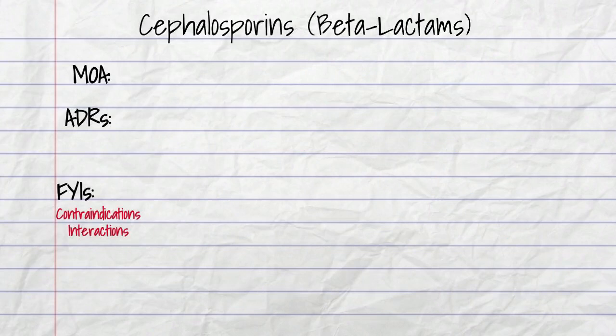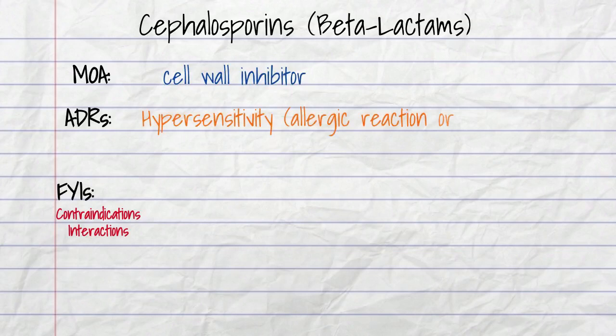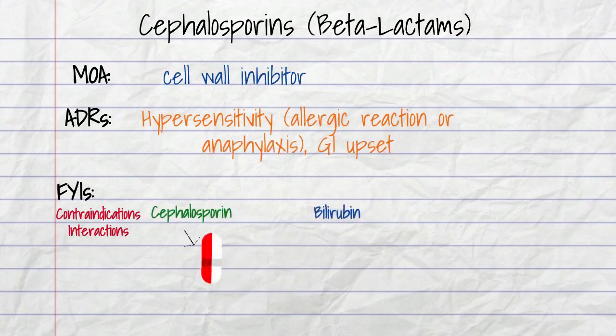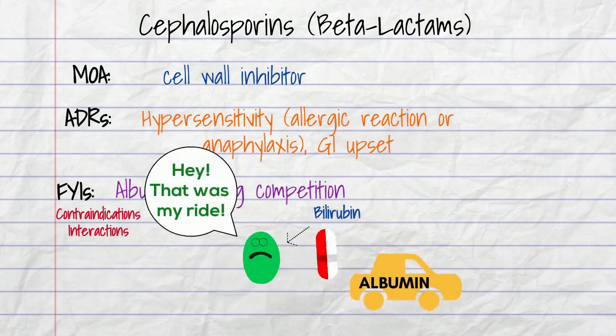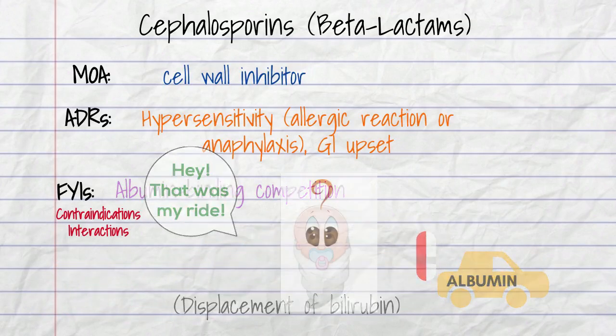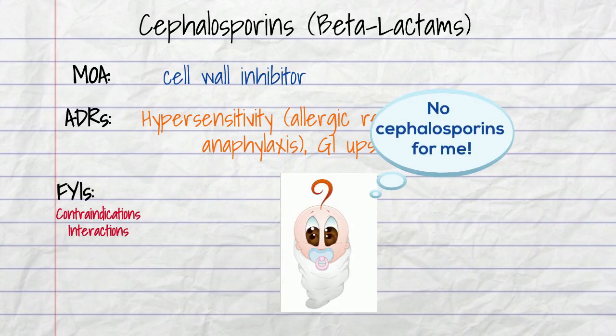Cephalosporins work by preventing bacterial cell wall formation. Adverse effects include hypersensitivity reaction and GI upset. Because the cephalosporins bind with albumin, innate substances like bilirubin can be displaced, leading to jaundice. Therefore, cephalosporins should be avoided in the newborn population.